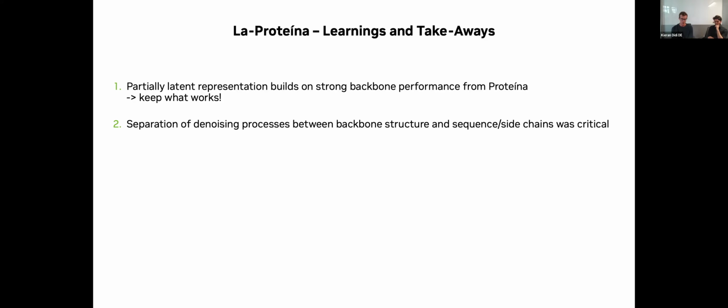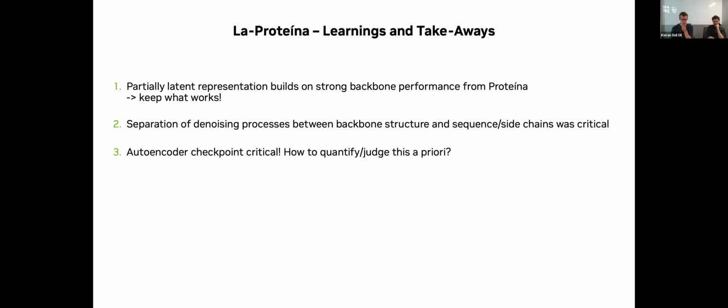As I just mentioned, separation of these denoising processes between backbone structure and sequence and side chains was pretty critical. It makes sense. People just used to do backbone and then strictly sequences afterwards for a while. So not making it as strict, but emulating this partially helped a lot.